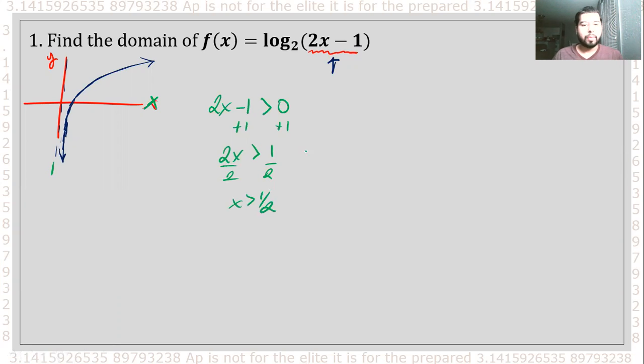Now the transformation has happened, so the numbers start at 1/2 and go all the way to the right. The biggest number is infinity. This will be a parenthesis because the value is now 1/2 instead of 0. It's still a vertical asymptote, so our domain will be the following.